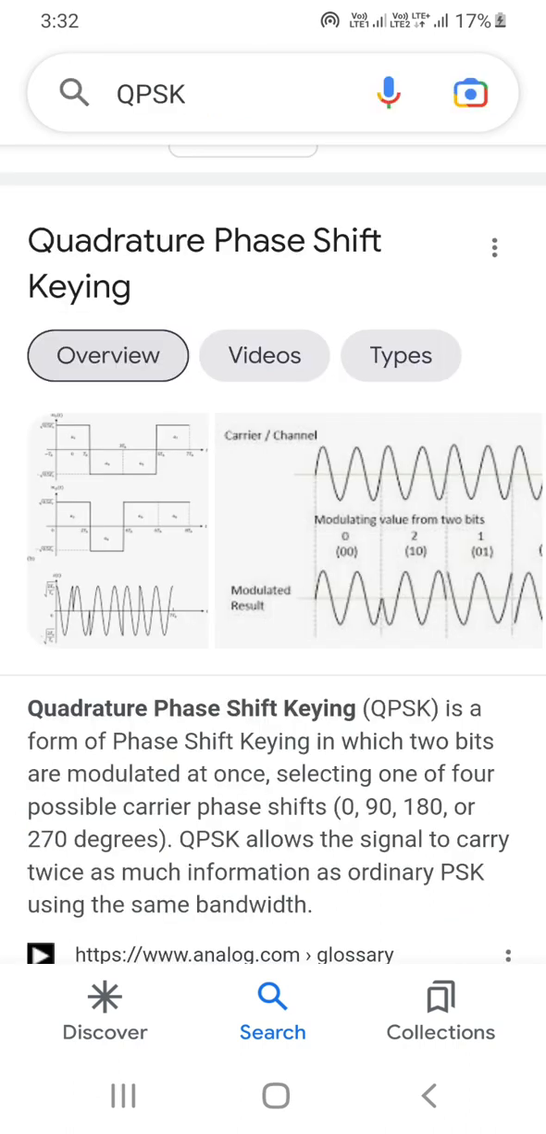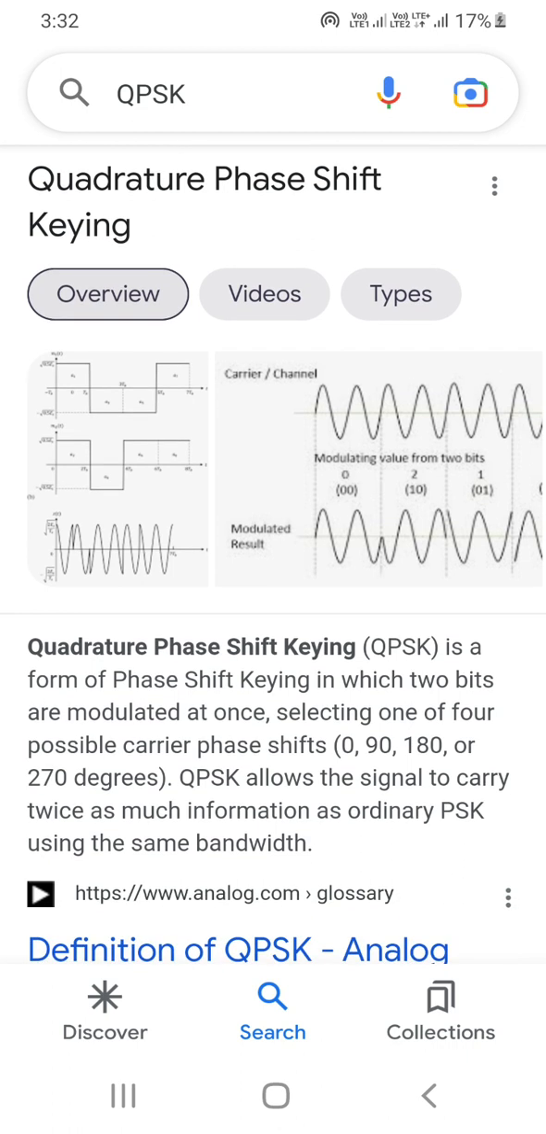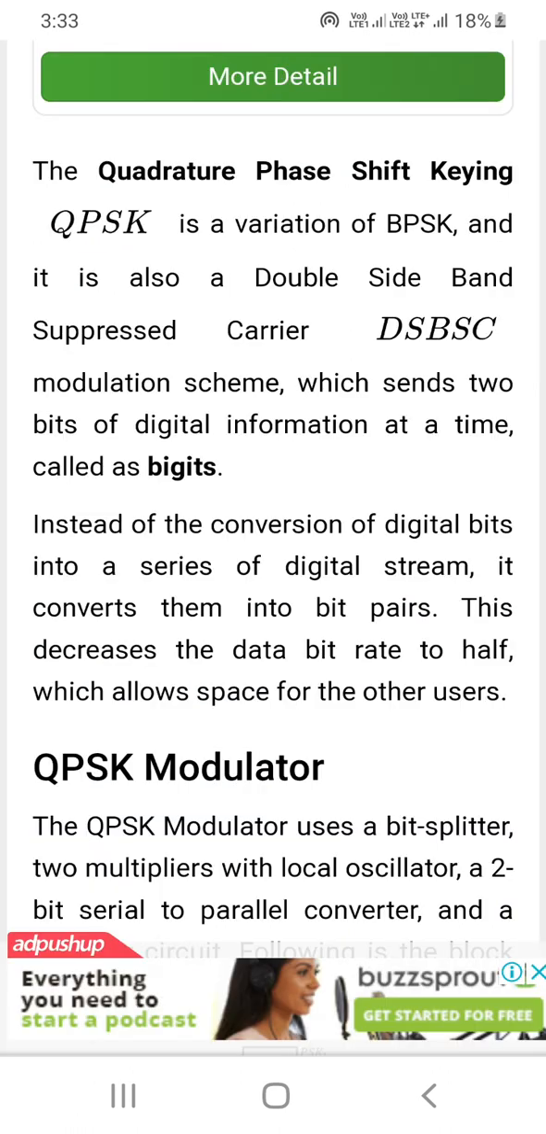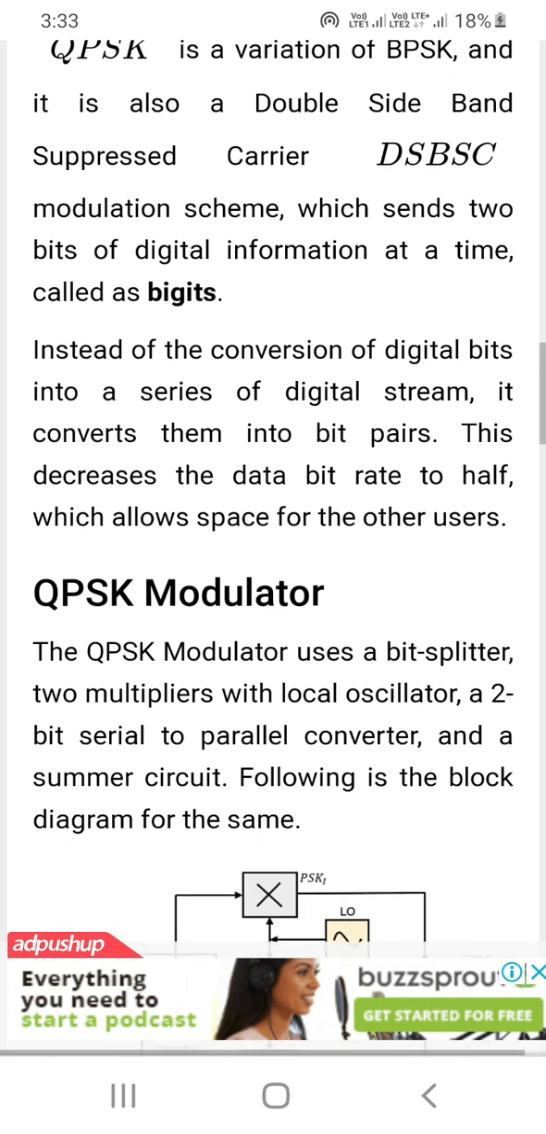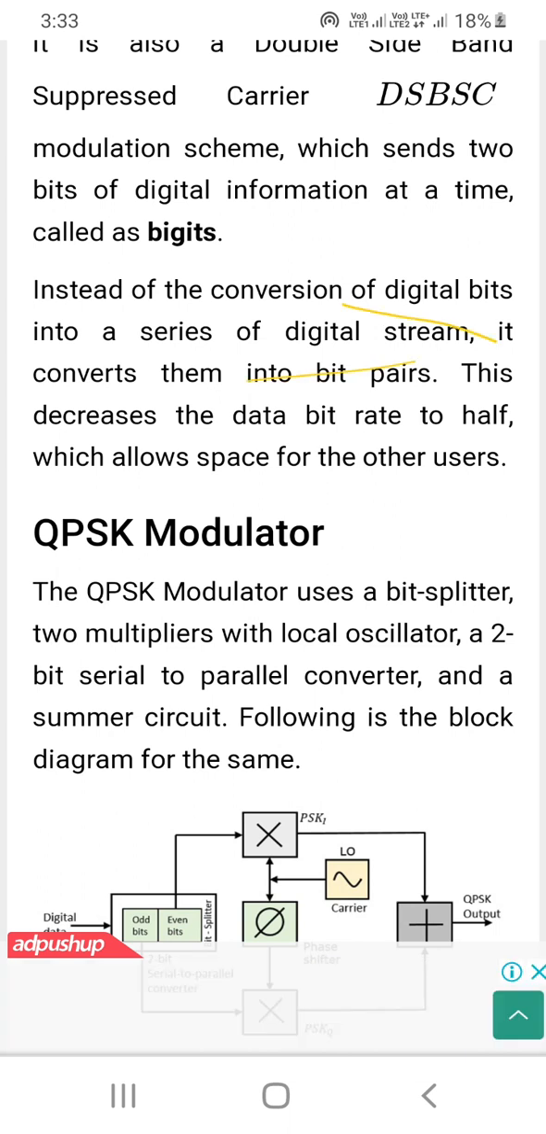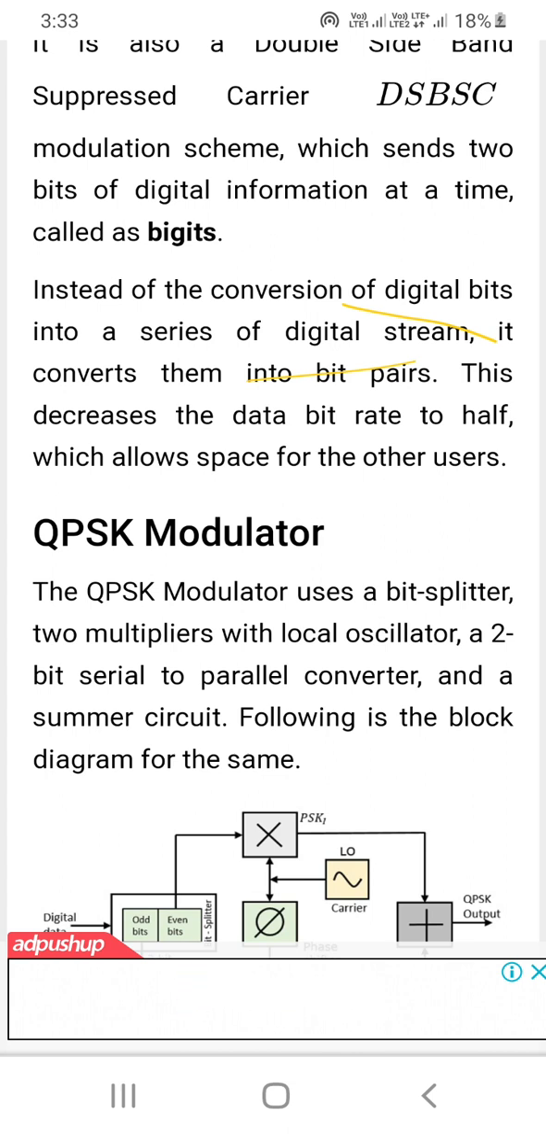What is QPSK, quadrature phase shift keying? Quadrature phase shift keying is a form of wave shifting. QPSK is a variation of BPSK, and it is also a double sideband DSB modulation scheme which sends 2 bits of digital information at a time, called a dibit. Instead of converting digital bits into a serial digital stream, it converts them into bit pairs. This decreases the data bit rate by half, which allows space for other users.